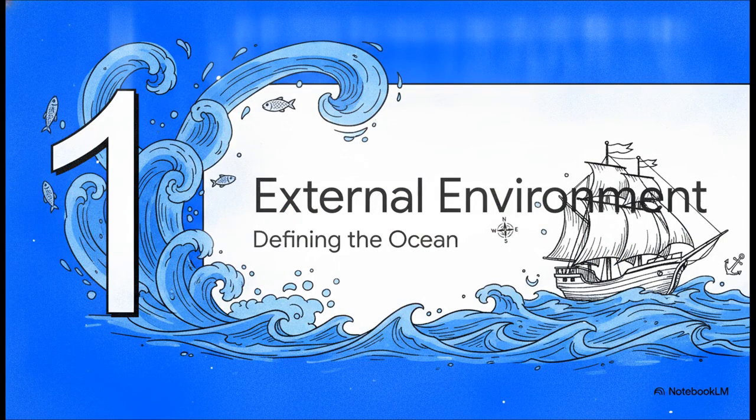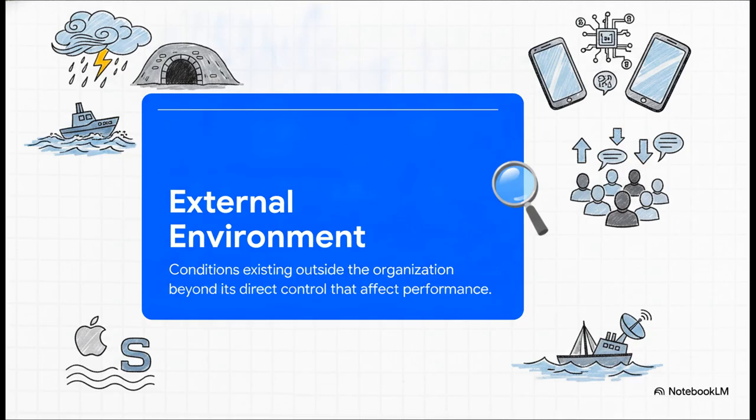All right, that brings us to Section 1. The external environment. Let's define the ocean our business ship is currently sailing on. So, what is it? The external environment encompasses all the conditions, institutions, and factors existing outside the organization. They are entirely beyond direct managerial control, but, and this is crucial, they absolutely dictate performance.